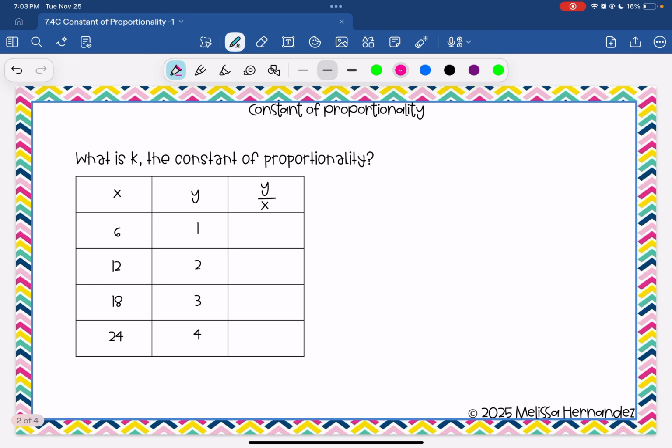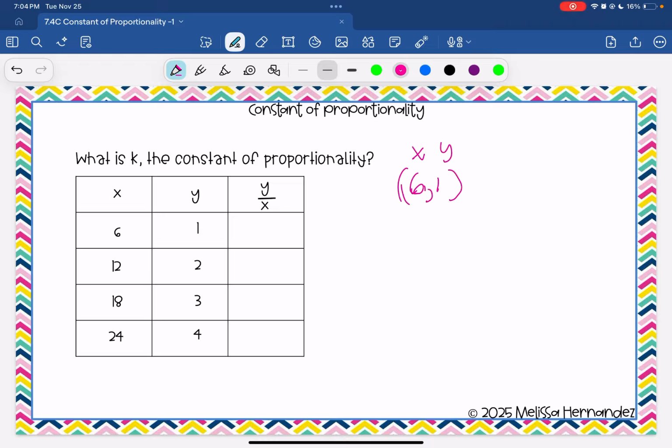For the first one, it says, what is k, the constant of proportionality? We're given a table, and these are actually ordered pairs from a graph. The first column is your x values, and the second column is your y values. So really, it's ordered pair 6, 1.